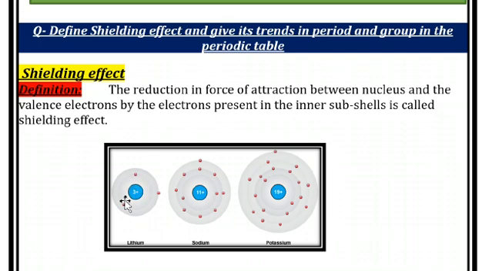The nearby orbit is the lower energy orbit, the first orbit, n equals 1, which has 2 electrons. So that attraction is greater as compared to the second shell, which has 1 electron. This attraction has been reduced by the inner shell underneath. Electrons present in the inner shell are called inner shell electrons. These electrons are the reason for the reduction of the attraction between the nucleus and the valence shell electron.